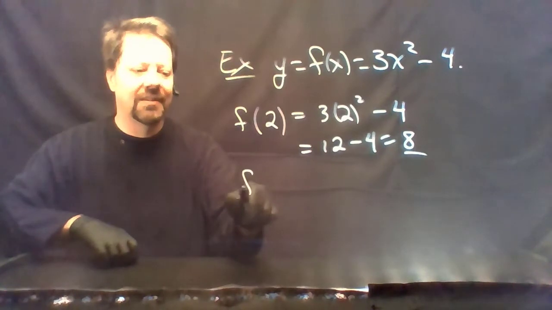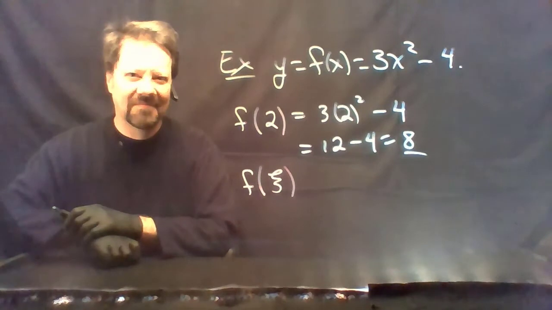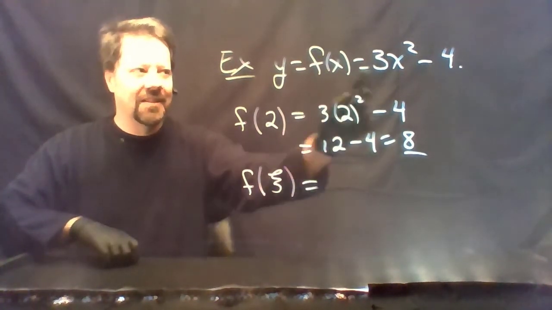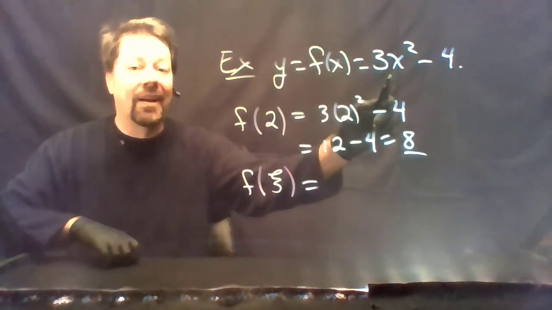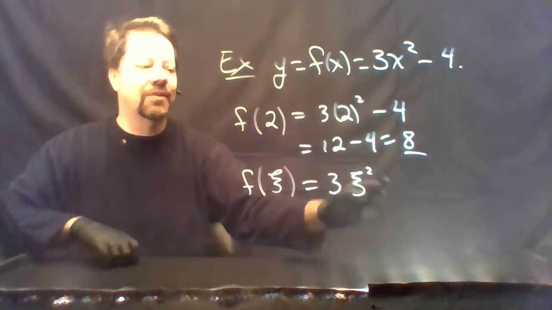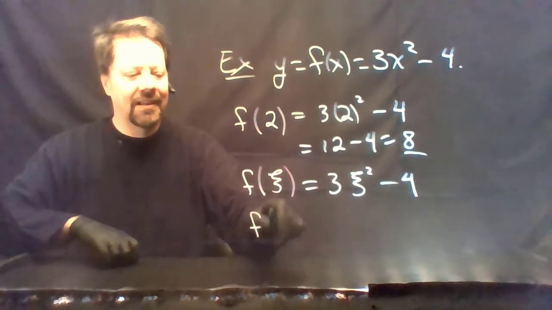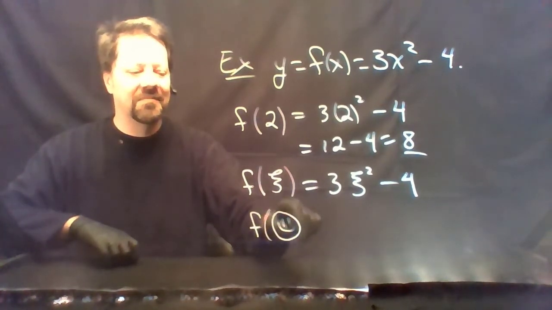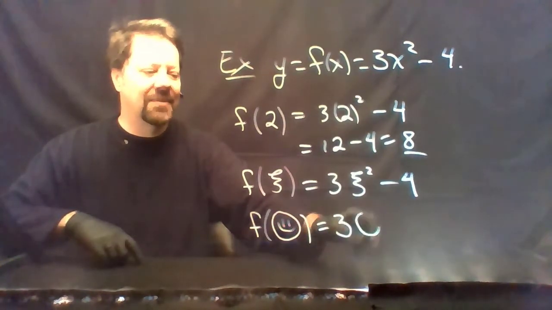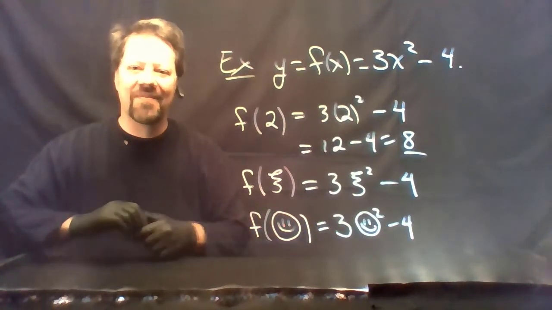Now let me ask you, what is f of squiggle? F of squiggle, this tells you exactly what to do with whatever goes in. It's 3 times squiggle squared minus 4. What is f of happy face? You got it. It's 3 times happy face squared minus 4.